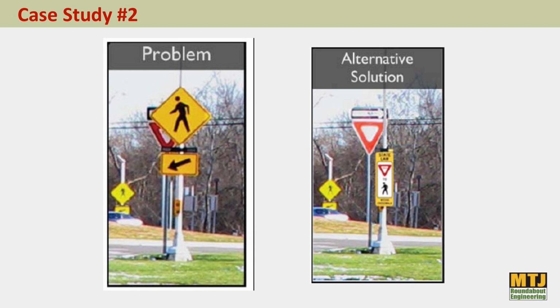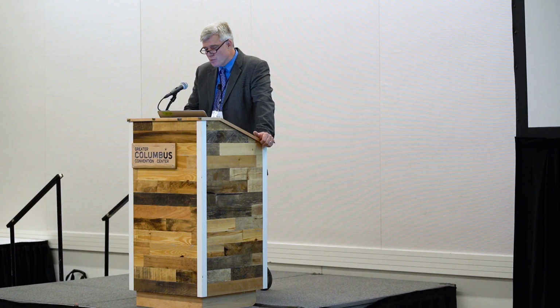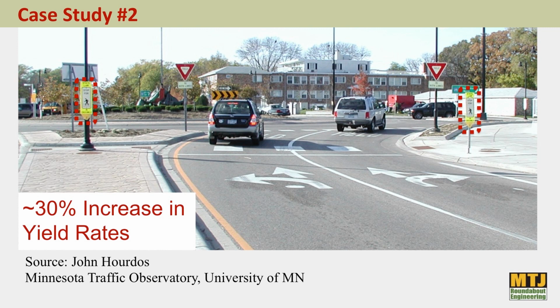Another thing is that the yield signs are very close to the pedestrian signs, and they can often be blocked. In Minnesota, this was I think the first one where I was doing some research on the R16 sign, and we implemented the R16. This project was heavily researched subsequent to the changes by John Hordos and his researchers out of the University of Minnesota. They really liked that R16 sign up there.